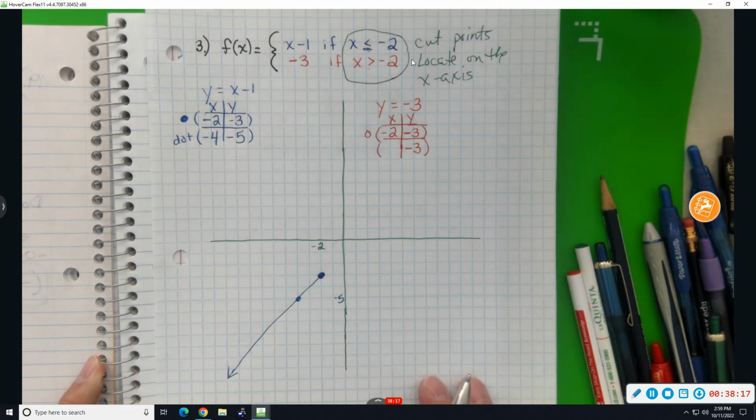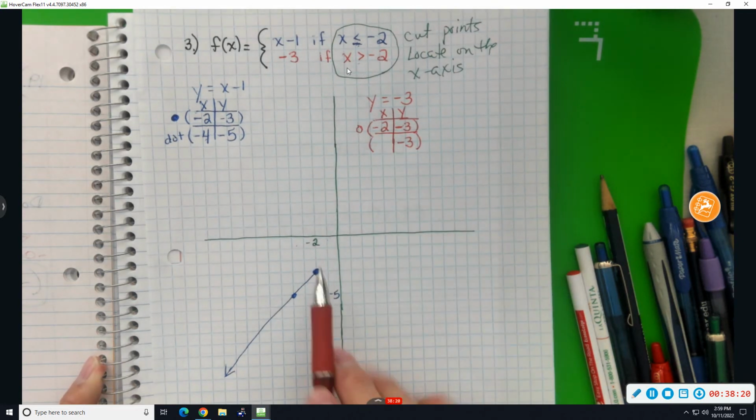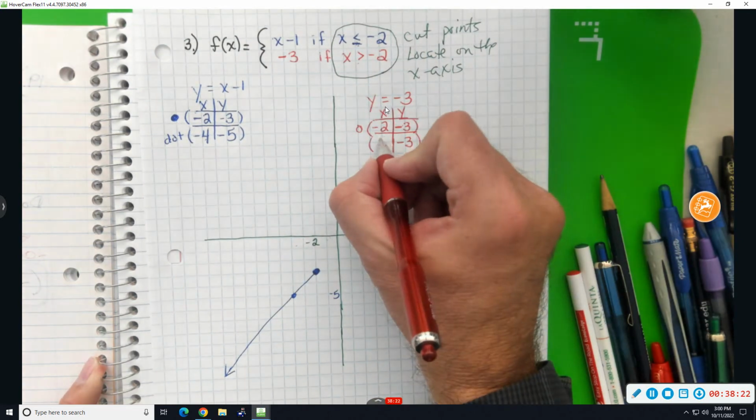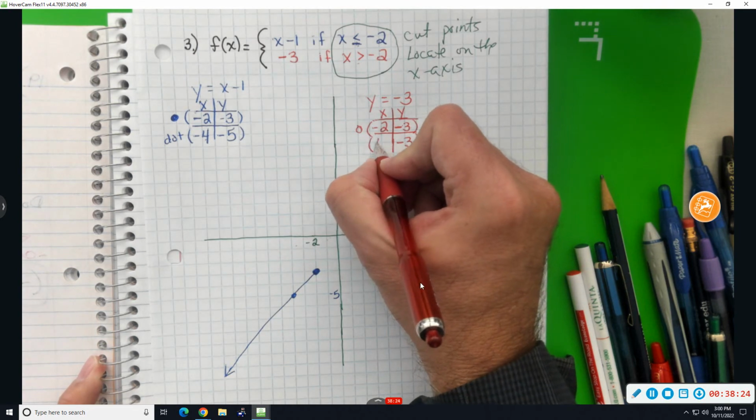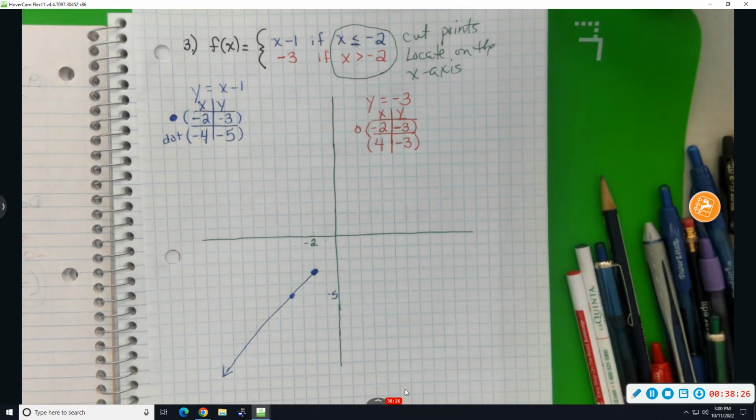What number do y'all want to use that's bigger than -2? Choose a secondary point. 4? Is that what I heard? I'll use 4. So it's on the right side.